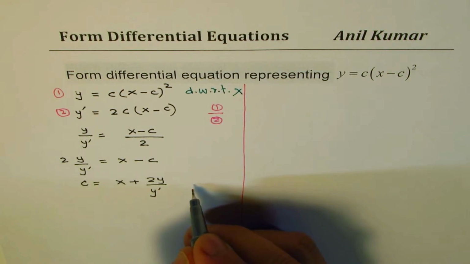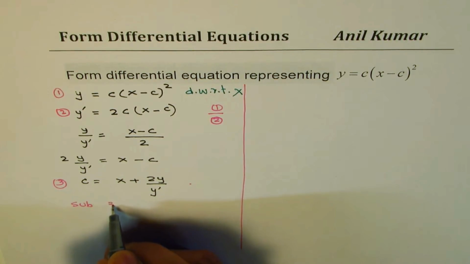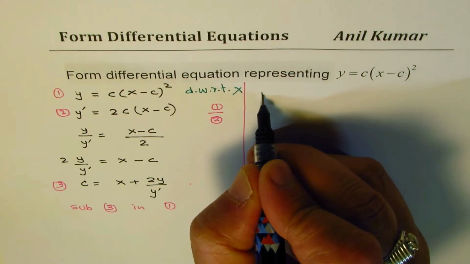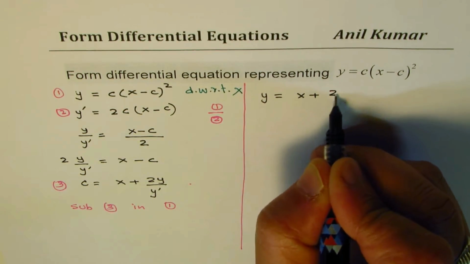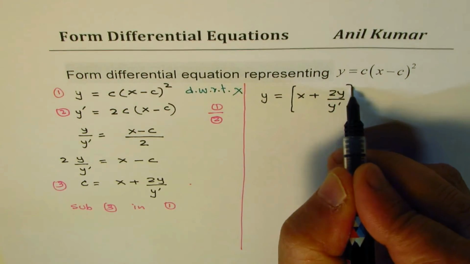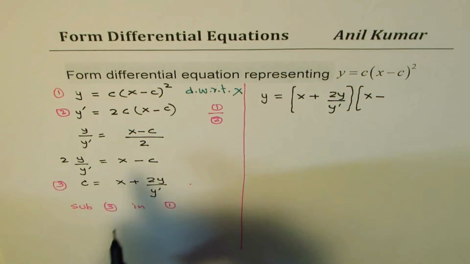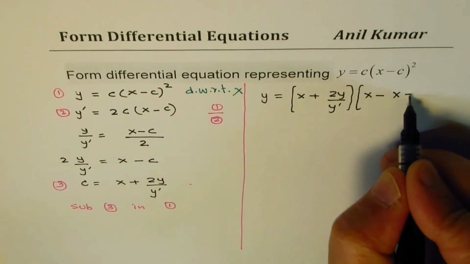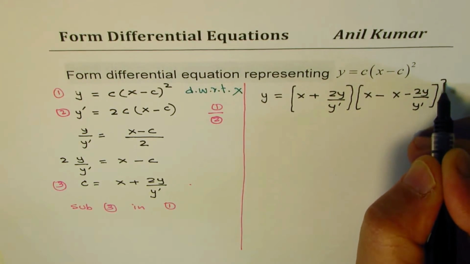Let's do it on the right side now. We call this our equation number 3. So we are going to substitute 3 into equation 1. We get y equals, instead of c, I'm writing x minus 2y over the first derivative, right? That gets into the bracket, and the second bracket here is x minus all this, which is x, and I'll take the minus of this, plus 2y over the first derivative, whole squared.